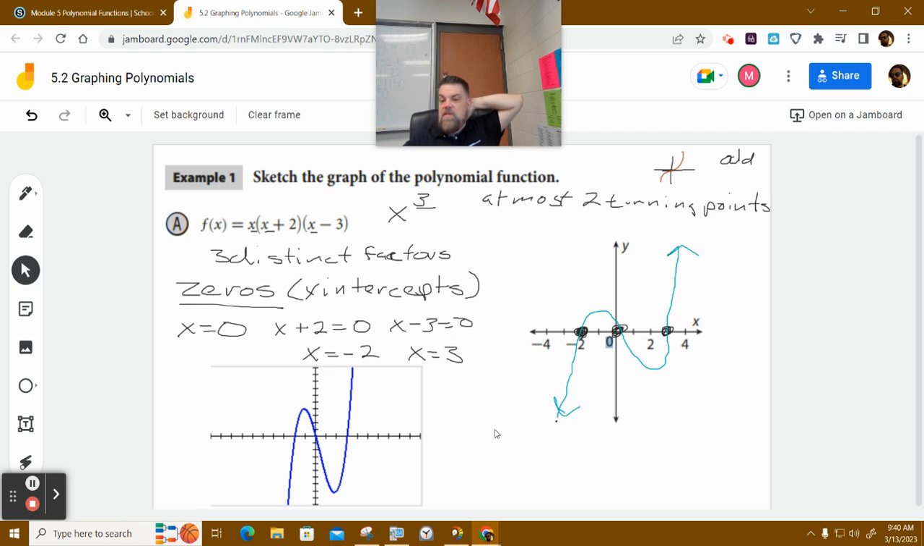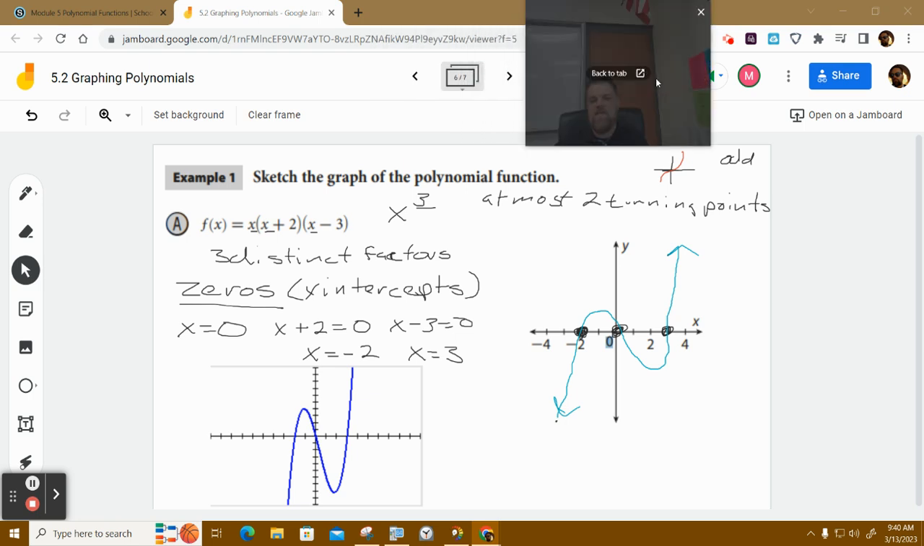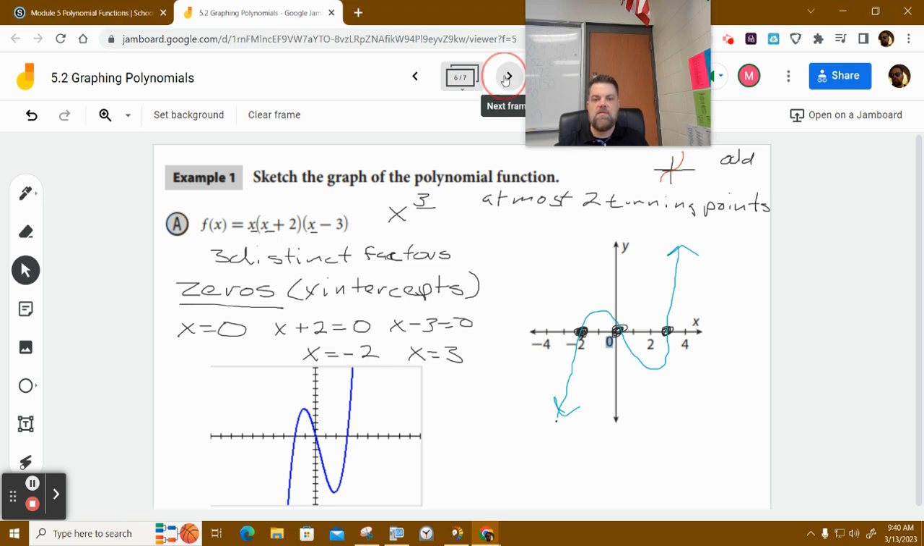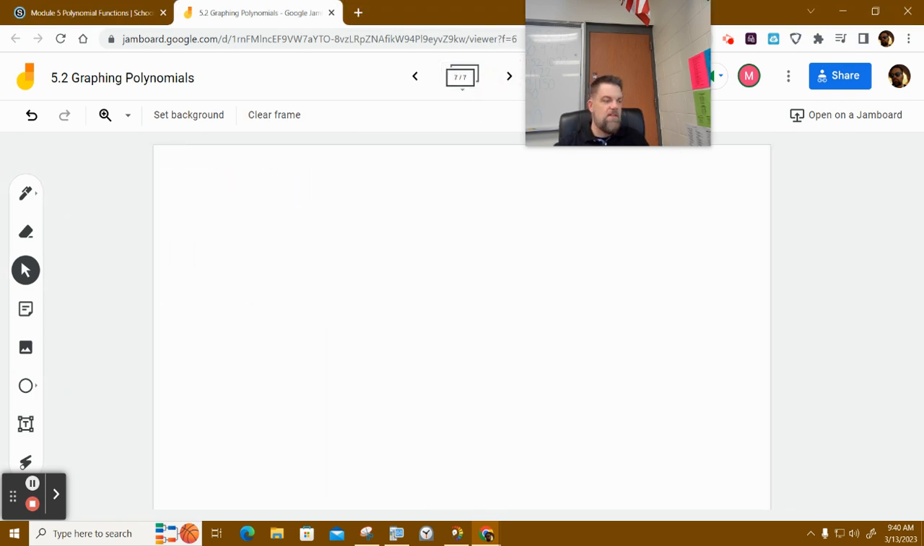How did I know it would come in from the bottom? It was an odd power. How did I know it would cross the x-axis? Multiplicity of 1, so on and so forth. Okay? Do you guys have that written down? Can I move on to the next example? Okay. Well, I need to copy the next example in order for us to do it.